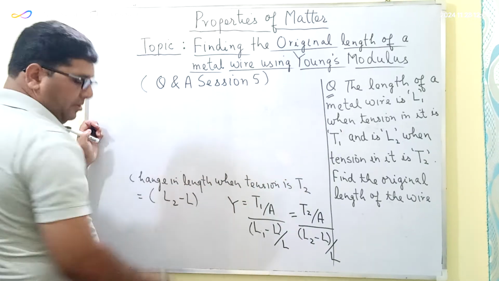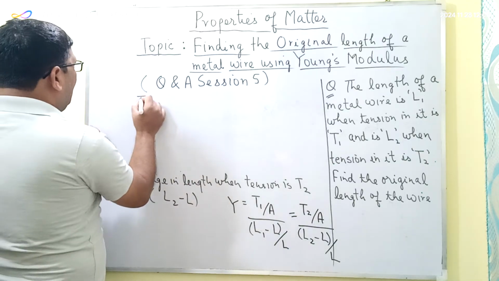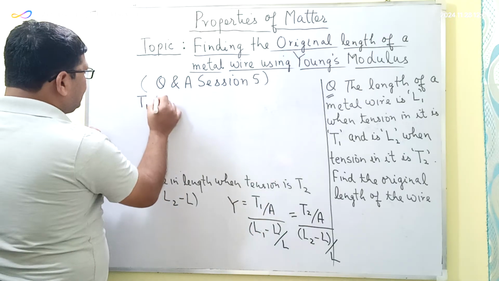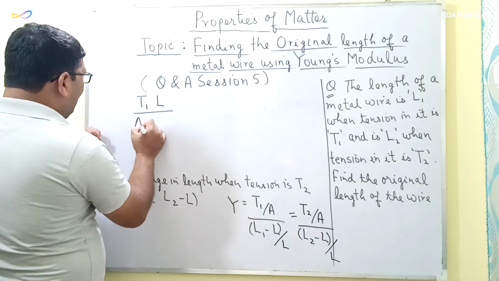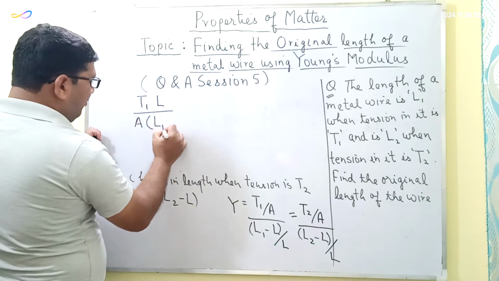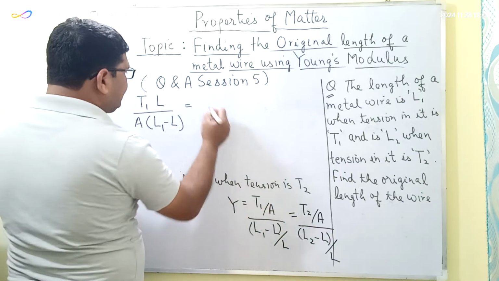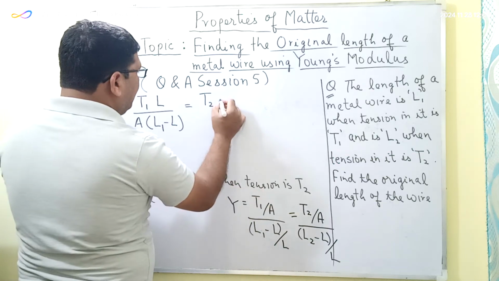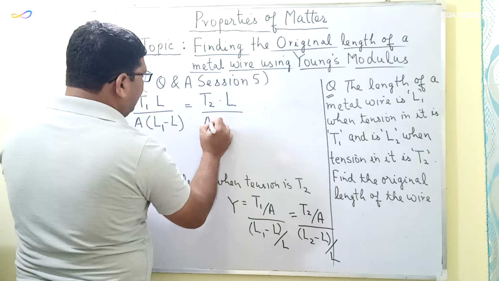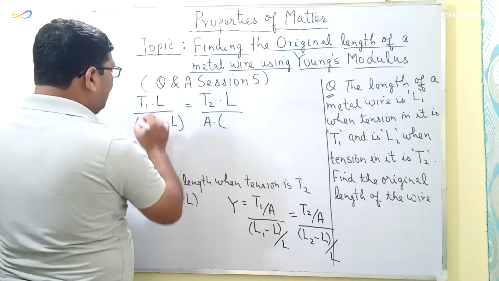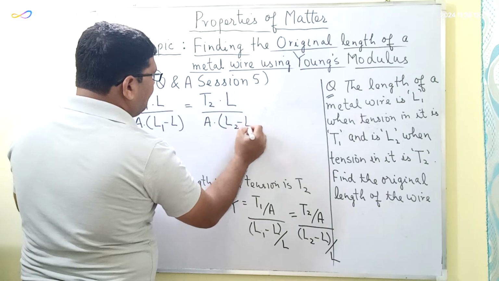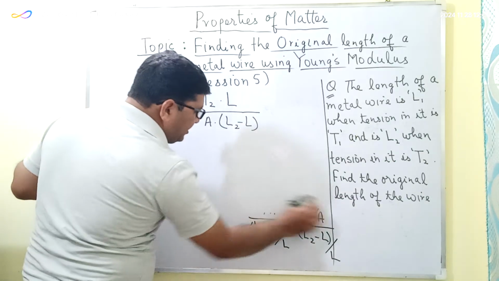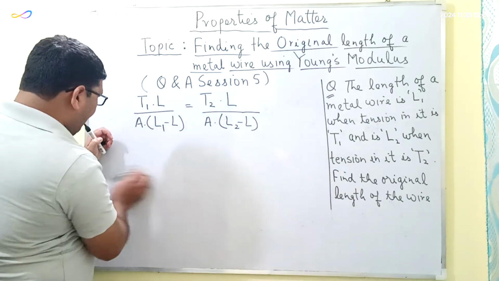So T1 divided by A. This L will come in the numerator, and A will come in the denominator, divided by L1 minus L. This will be equal to T2 into L divided by the area of cross section multiplied by L2 minus L. So this is the equation which I have got, and now by solving this equation we will be able to find the value of L, which is the original length of the wire.